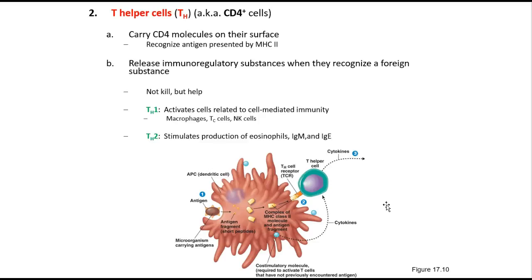That includes the cytotoxic T cells and the NK cells, the natural killer cells, which we'll talk about in a minute. They'll also help with the macrophages, which come around and eat up foreign bodies. It also stimulates the production of eosinophils if they're needed, and the antibodies IgM and IgE.